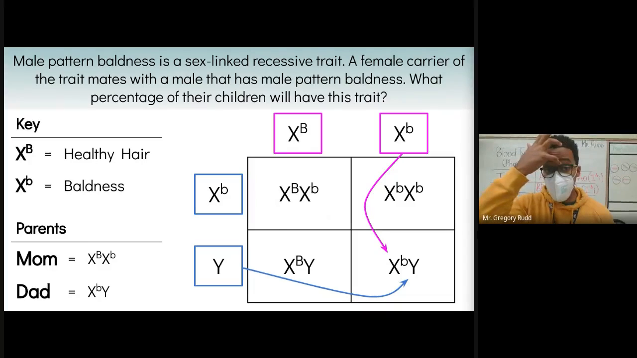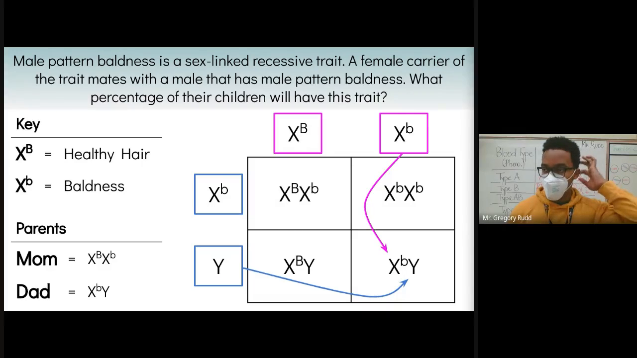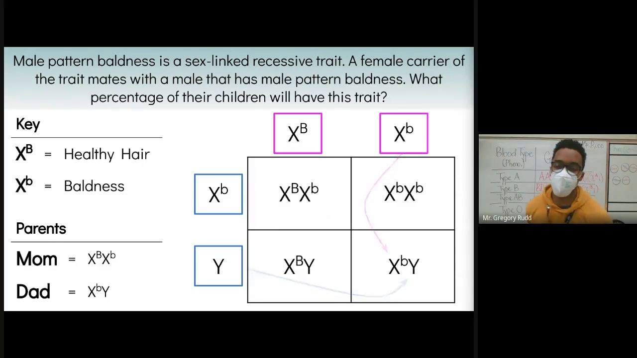So what percentage of the children will have this trait? What percentage of the children will have the trait for baldness? What can you all tell me? We're looking for an actual percentage here. How did you get that? That's correct. Yeah, 50.